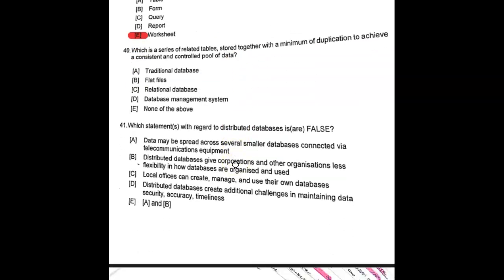40. Which series of, okay, so anytime you get a definition, this is a definition. Related databases, stored with minimum duplication, consistent pool of data. This is obviously going to be a relational database, right? This is a definition of a relational database.